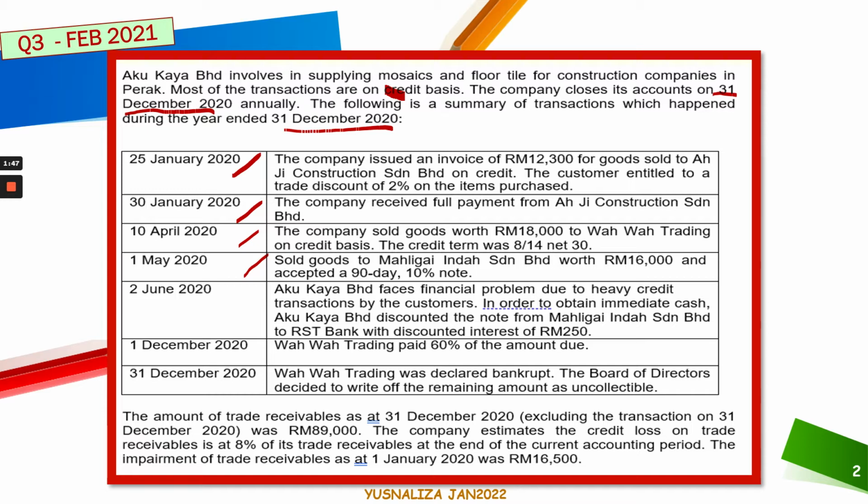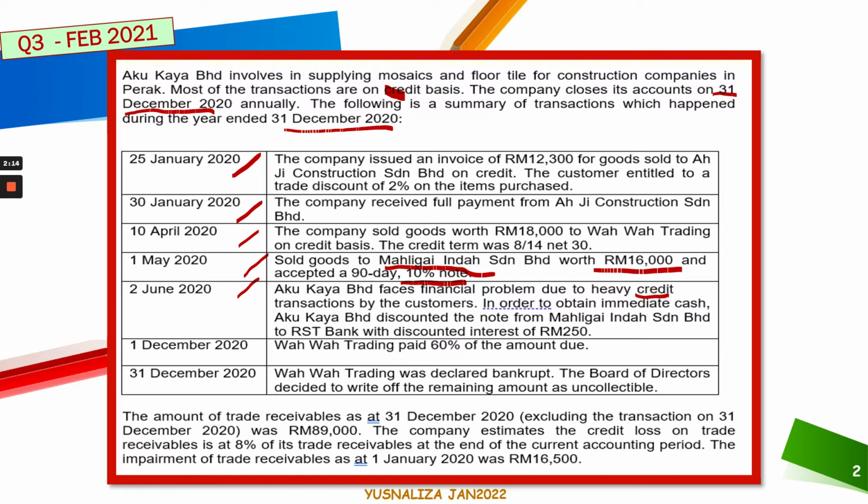And on 1st of May, there were other goods sold to another company, Mahligai Indah. And for Mahligai Indah, you sell the goods and at the same time, you accepted a 90-day 10% note from Mahligai Indah. And then on 2nd of June, Aku Kaya faces financial problems. You got financial problems due to your heavy credit transactions.